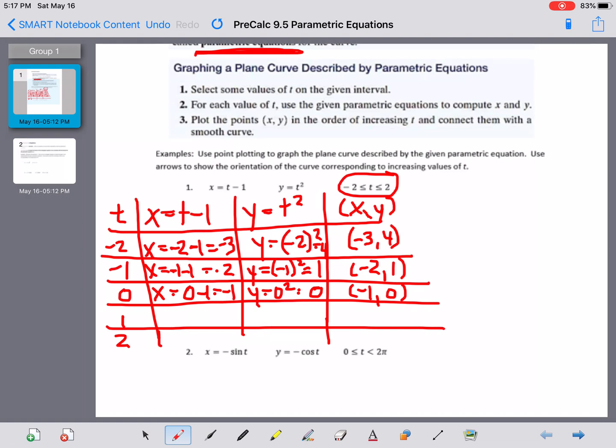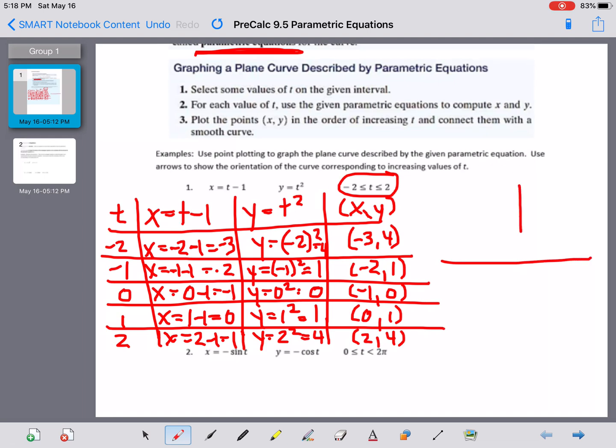At t equals 1, x equals 1 minus 1, which is 0. For y, I have 1 squared, which is 1. And I get the ordered pair 0, 1. My last one, 2: I plug in 2 minus 1, which equals 1, and 2 squared is 4, so I end up with the ordered pair 2, 4. So I took my parametric equations, plugged in my parameter t, and ended up with these ordered pairs. Now let's come over and sketch what we have here.